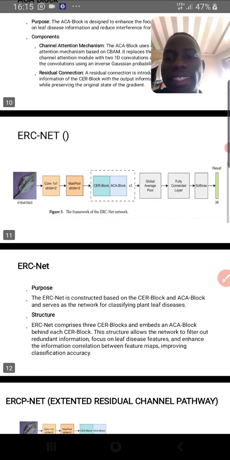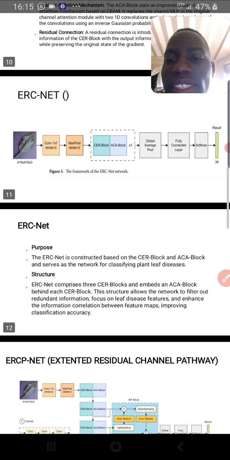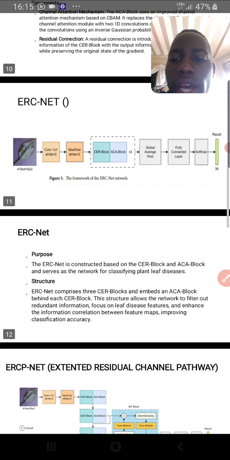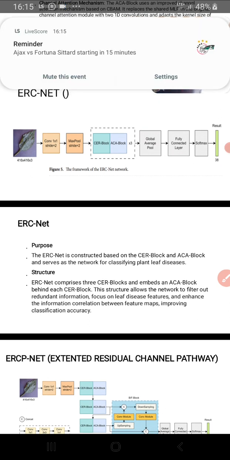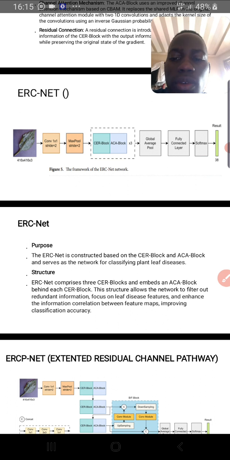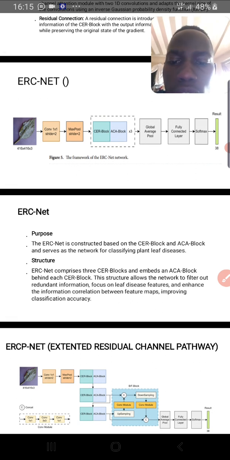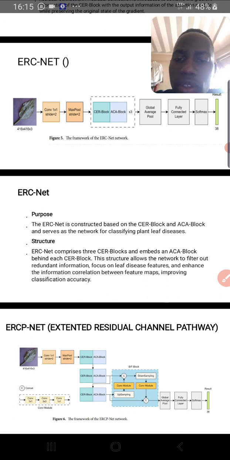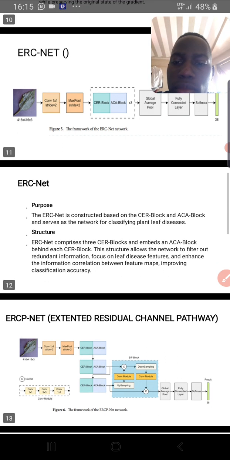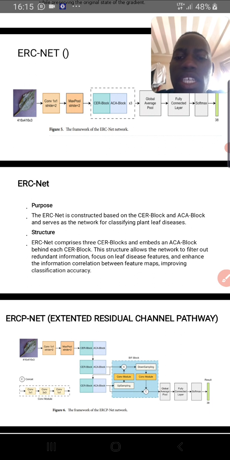And then we have the ERCP-Net. This is also a model, and it is based on the CER block and the SCA block. These blocks are all combined together to form one big model that we shall see in the coming slide. The ERCP-Net serves as the network for classifying the plant leaf diseases, and its structure is explained.